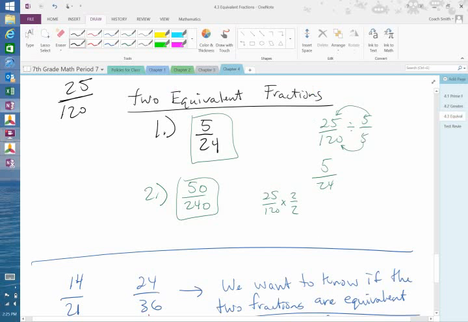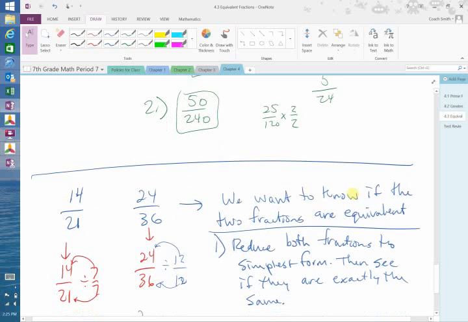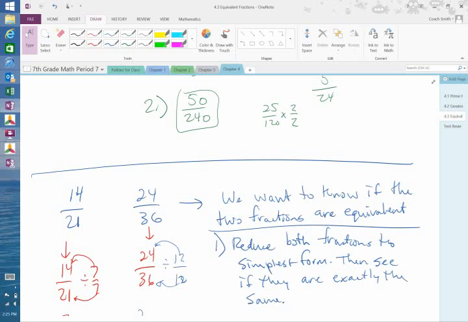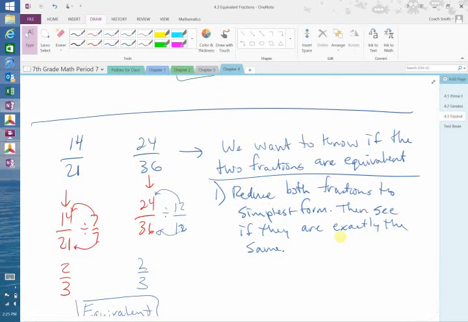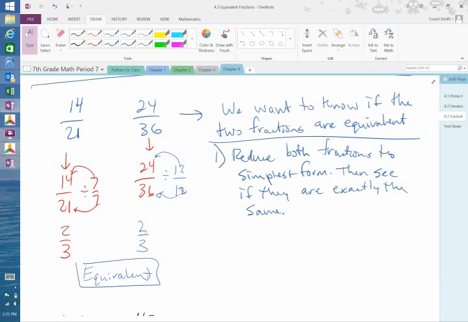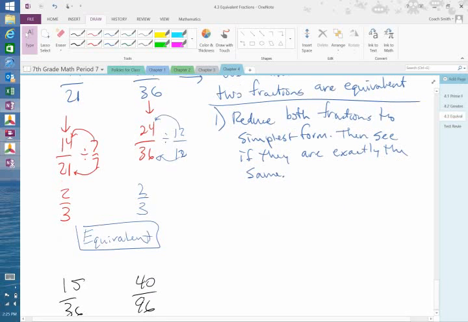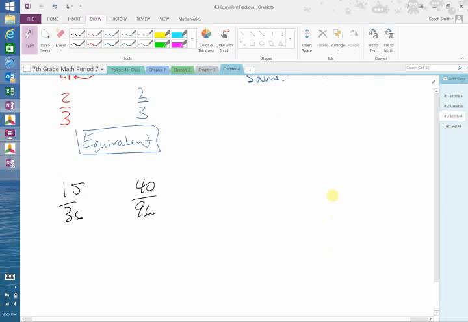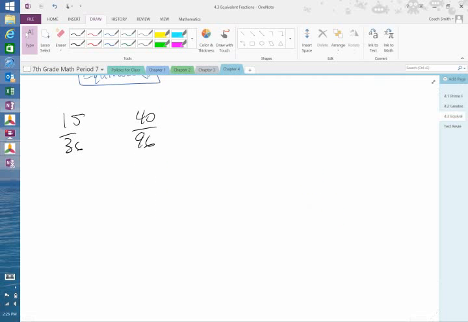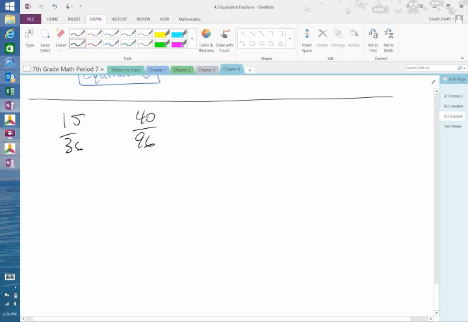What were the numbers? Which are the two fractions? Remember, we're looking for the word equivalent or not equivalent.